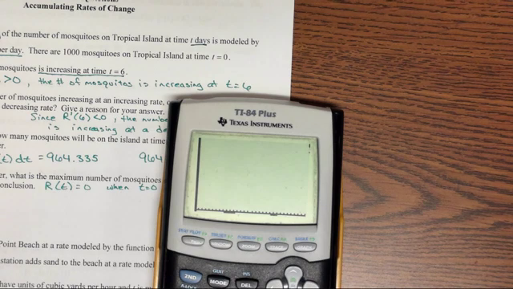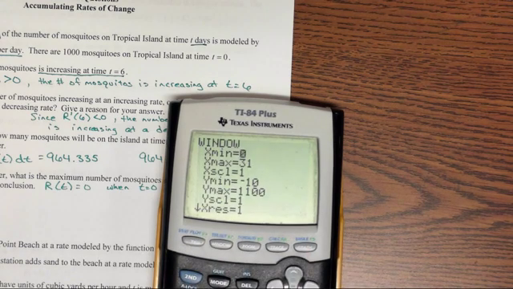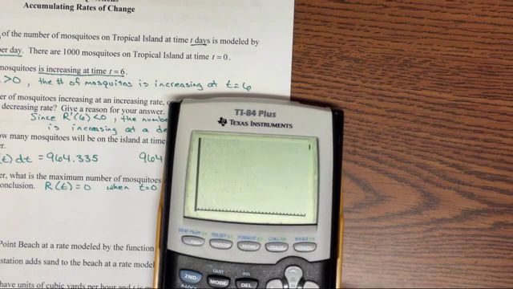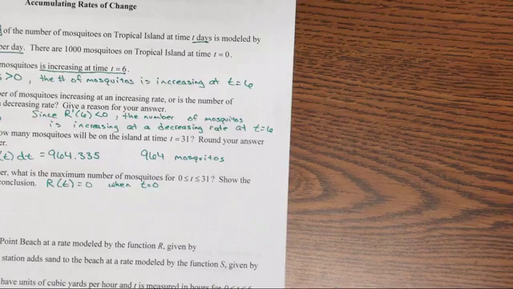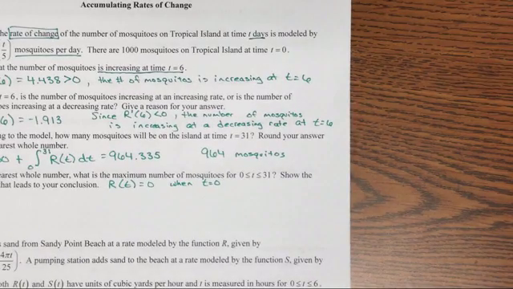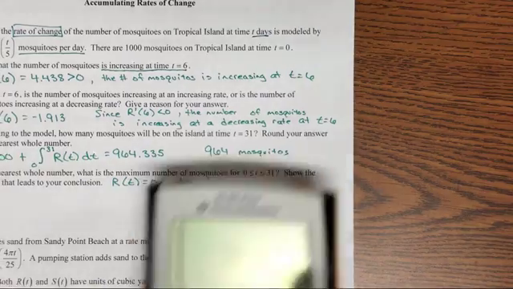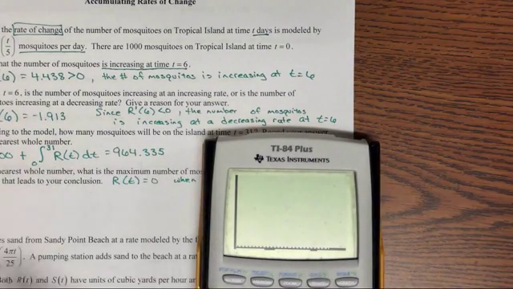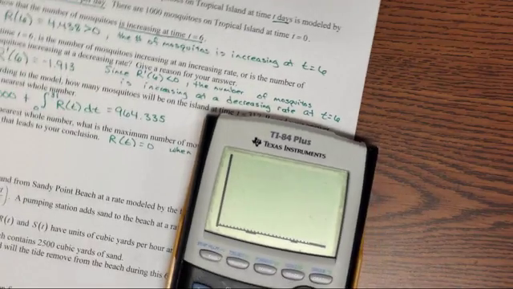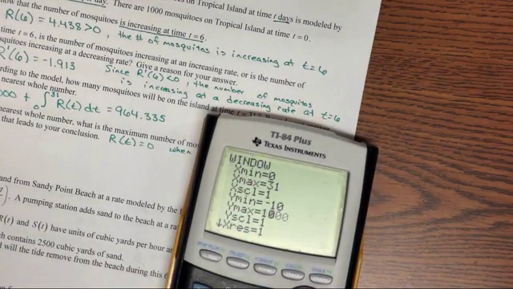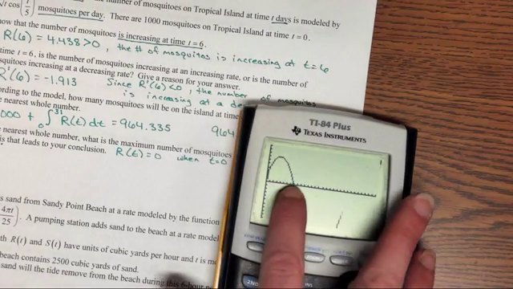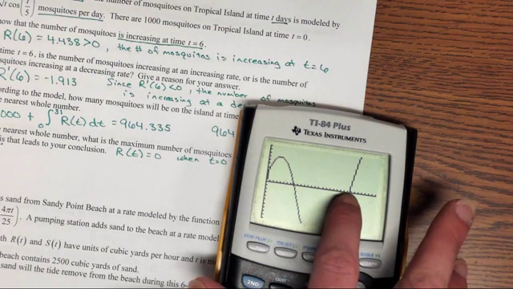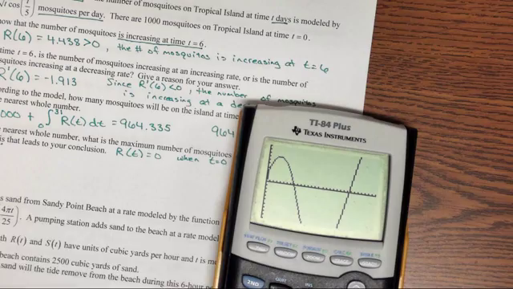Oh, that was way too much. Now let's try 9,000. Oh, I forgot that this isn't showing me the number of mosquitoes, and I was kind of thinking it was because I was looking at 1,000. I need to zoom in. Okay, so window, let's go to 10. Oh, that looks a lot better. Okay, so it hits 0 there, and then that point.